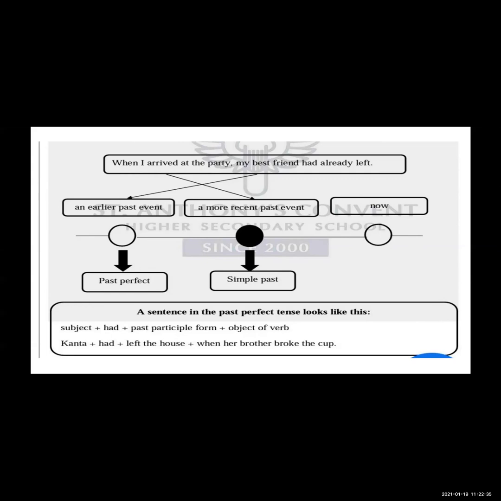Okay, now see here, when I arrived at the party, my best friend had already left. So here my best friend had already left. My friend left the party and after that I arrived at the party. So this action first occurred and after that this action occurred. So see here, my best friend had already left, this is an earlier past event. And when I arrived at the party, this is the recent past event.